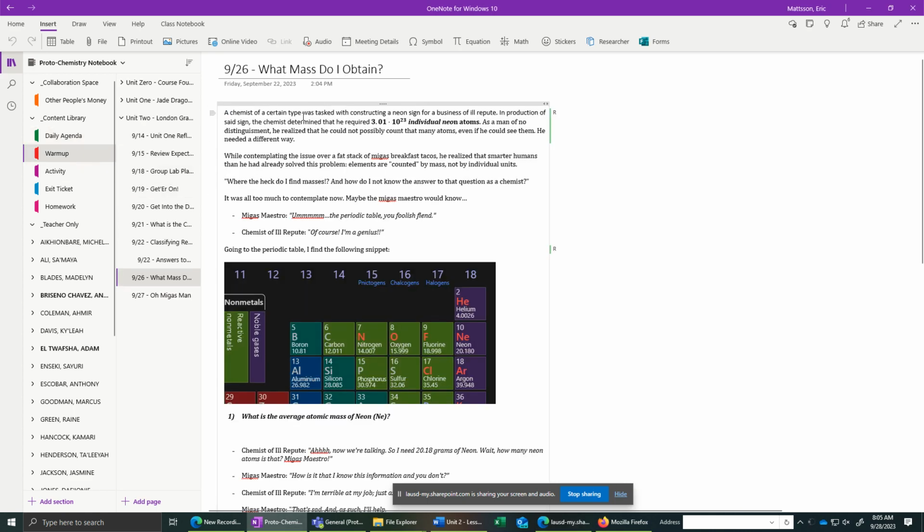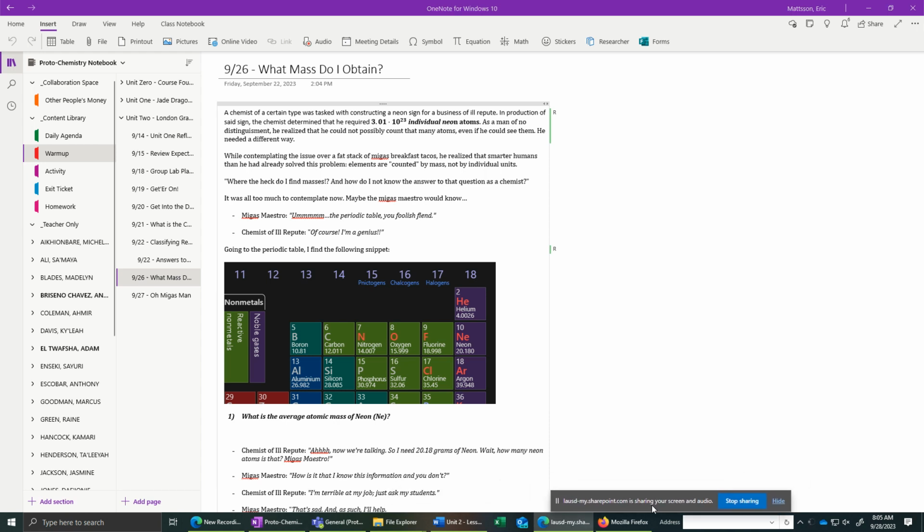I've given you a question that can be solved using this dimensional analysis process, and it relates to what we were looking at in the last class with the lab. So I'm going to read through this. We have a chemist here who requires a certain amount of individual atoms.